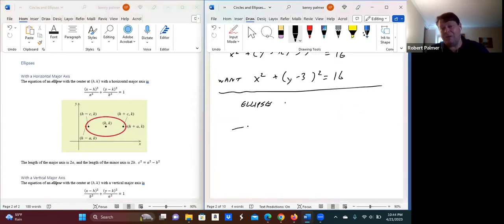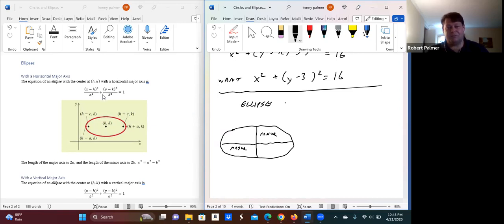So if we have an ellipse like this, this is the major axis, and this is the minor axis. In this case, it looks like this. The major axis, the long axis, this is with a horizontal major axis. In this case, a squared is under, let's say, the x term. It looks like that.